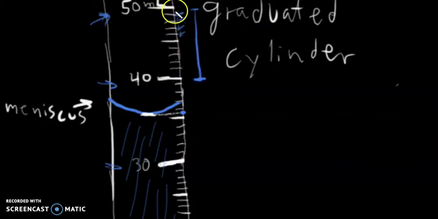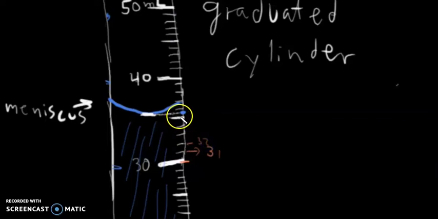So we know that for each line, since it's a change of 10 and we have 10 lines, for each line we're going to be increasing or decreasing by 1 milliliter. Okay, so now that we know that, we can tell that for each line, let's say if we start at 30 right here, the next line is going to be 31, the other one is going to be 32, and so on. So we need to figure out where our mark from our meniscus is falling.